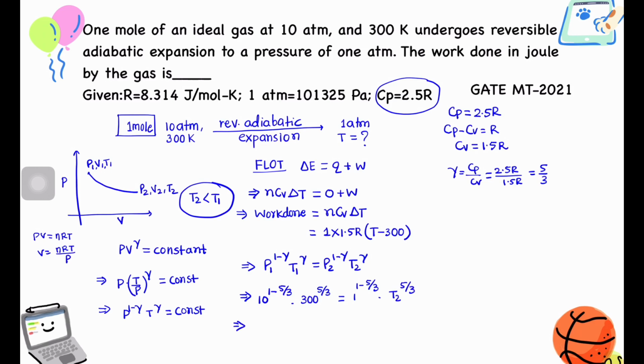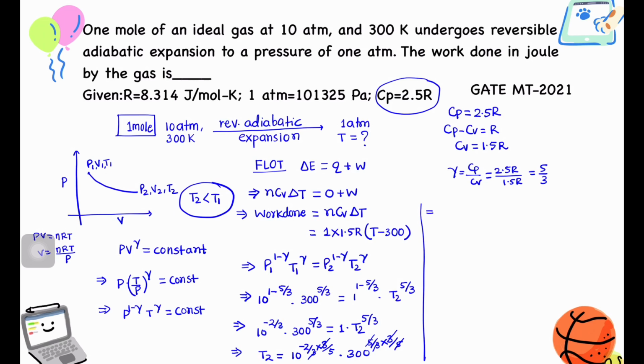If we just solve it further, we'll be getting 10 raised to minus 2 by 3 into 300 raised to 5 by 3 equal to 1, because 1 to the power any number will be equal to 1, into T2 raised to 5 by 3. So now when we try to find T2, it will be 10 raised to minus 2 by 3 into 300 raised to 5 by 3, all raised to 3 by 5. Simple mathematics. Okay, this will get cancelled out and this will also get cancelled out. So finally what we are getting, T2 is equal to 10 raised to minus 2 by 5, okay, into 300.